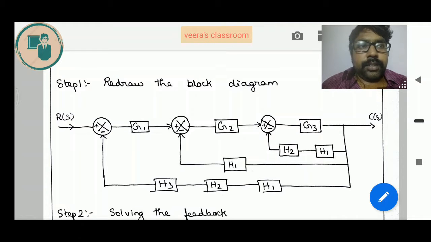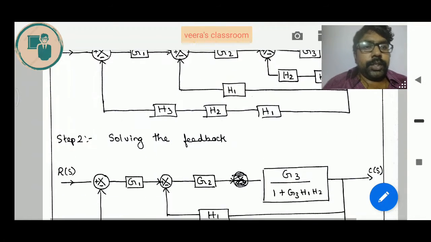Now it is very easy to solve this. We will go step by step. Whenever we are solving feedback loops, we have to solve the smaller feedback loop, then the larger one, then the largest. So here the smallest feedback loop is the G3 H1 H2. So we are taking that feedback, which is a negative feedback. The transfer function is G3 and the feedback element is H1 into H2.